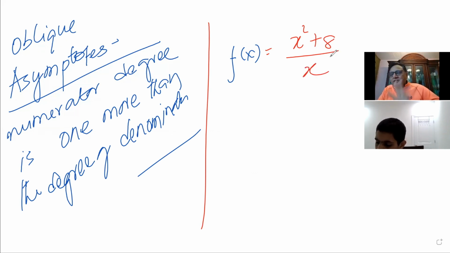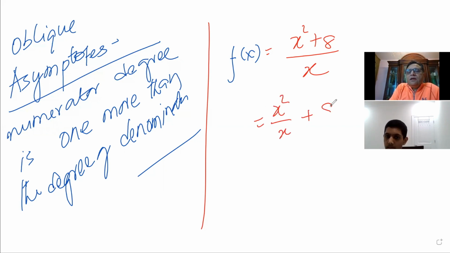We can do x plus something. Now you see, the degree of the numerator is 1 higher. That means if I divide this, what will I get? Well, I could write this as x squared over x plus 8 over x, which is, as you can see, x plus 8 over x. Do you see that?